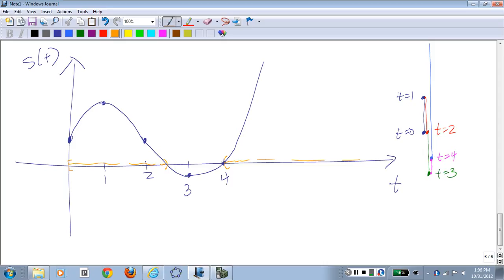Another question we might ask is, when is the particle moving in the positive direction? Now, up is the positive direction, down is the negative direction. So during what intervals is the particle moving in the positive direction? Now, let's go red maybe.